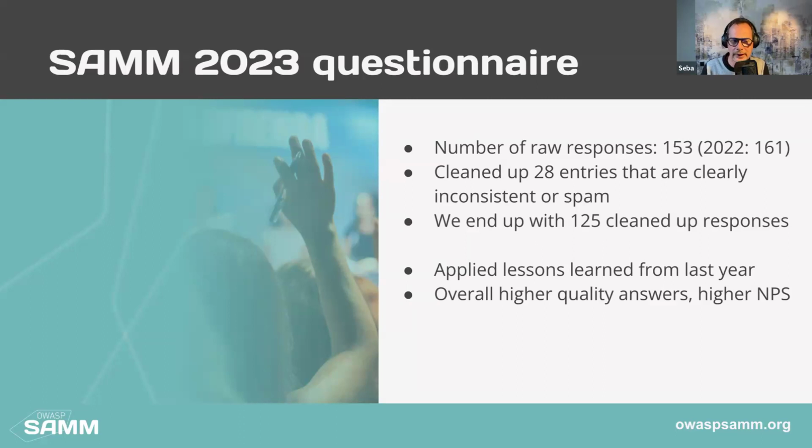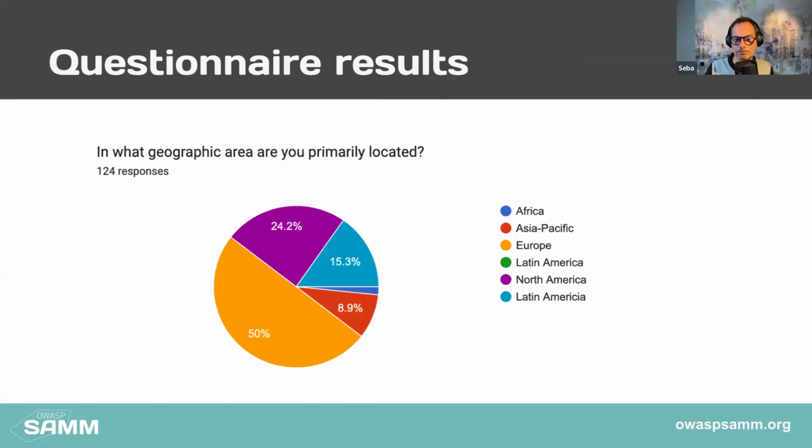There were clearly some inconsistent or spam entries that we removed, so we ended up with about 125 cleaned up responses. We also applied some of the lessons learned from the last questionnaire in 2022. And overall, we came up with higher quality answers, and overall also a higher net promoter score, which I'll explain later on, which is really good as well.